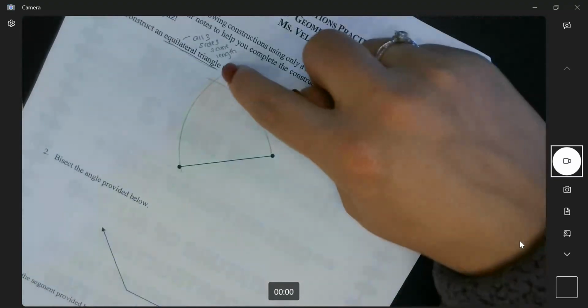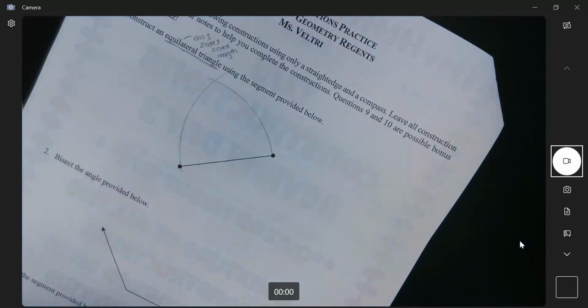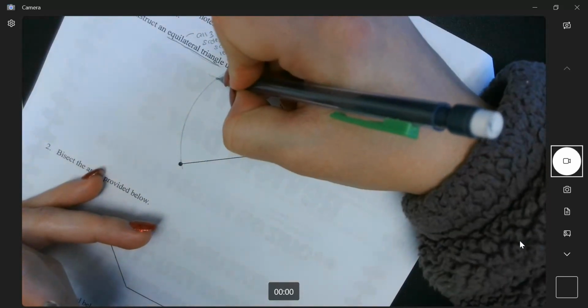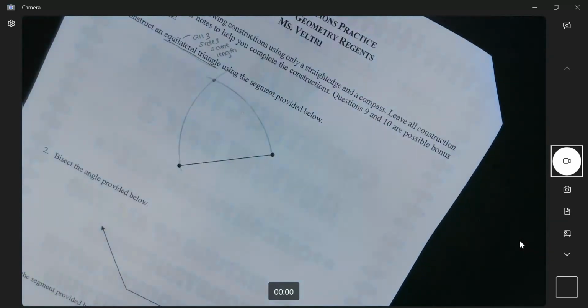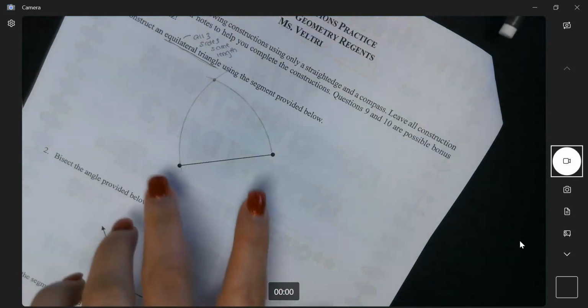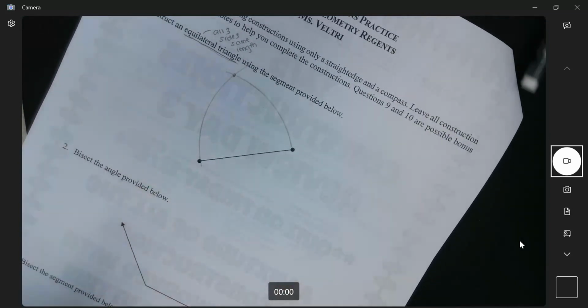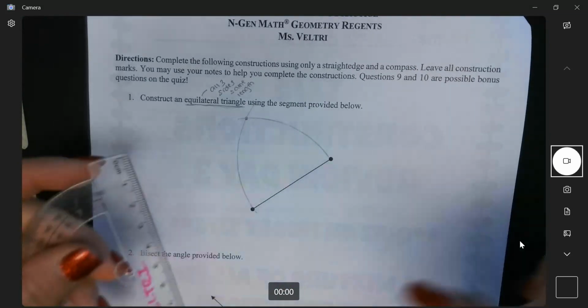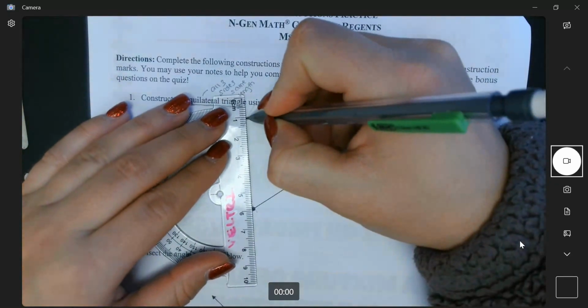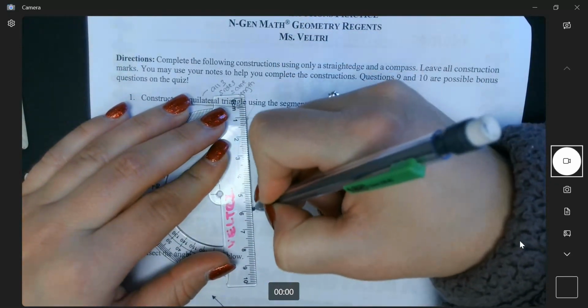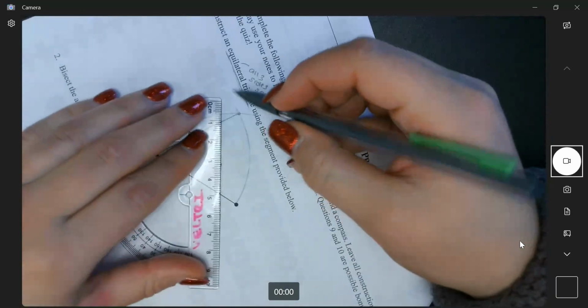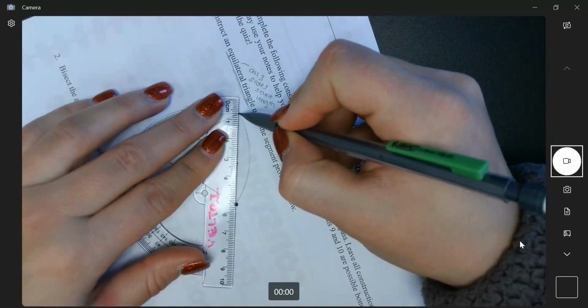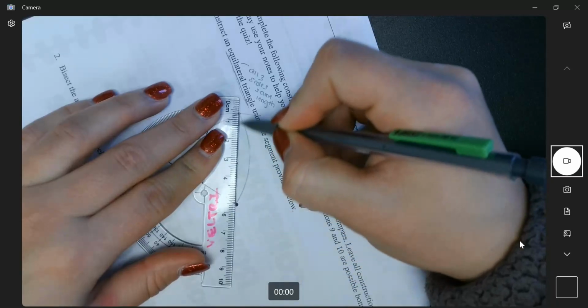Arc. And then you'll see an intersection point. You're just going to put a point there. And that's the third vertex of the triangle. So you just have to connect these two endpoints here to that point that you just made. So, that's your equilateral triangle.